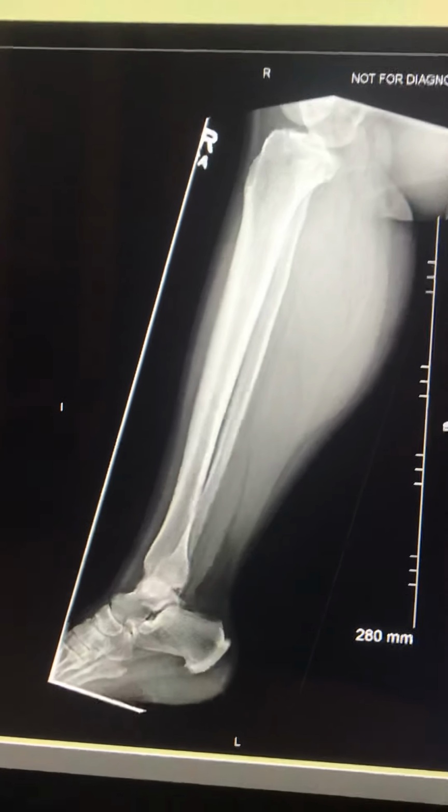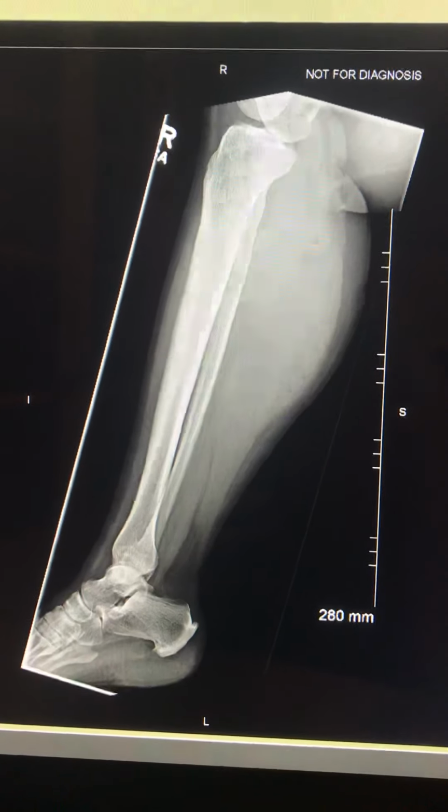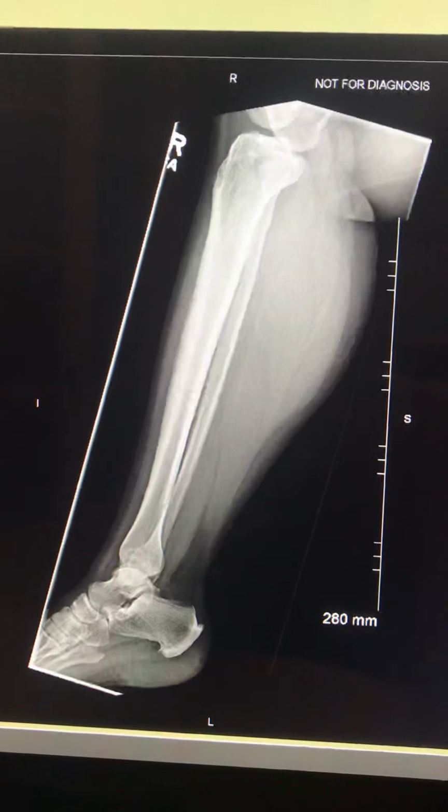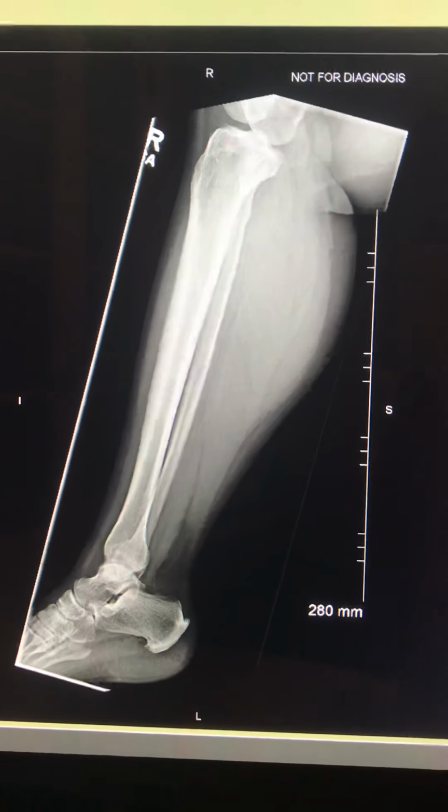Both images passed as diagnostic quality. Patient was shielded for all exams.